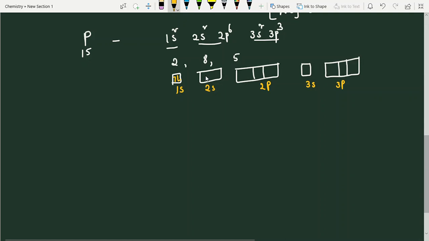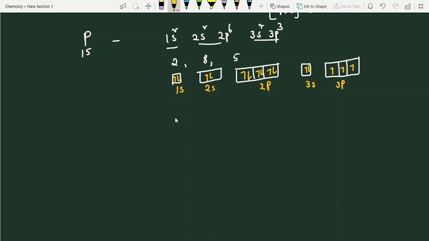Now check it. In 2s also we have two electrons, one below, one above. Next, 1, 2, 3, 4, 5, 6. Here also two electrons. Here three electrons, 1, 2, 3. Like this, three electrons. Clear, students? Clear? This is the box method.